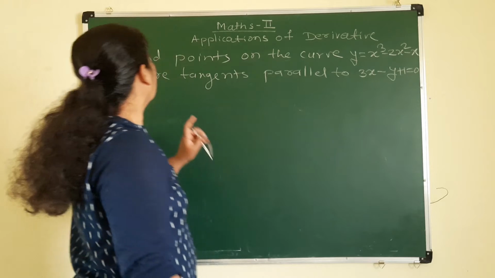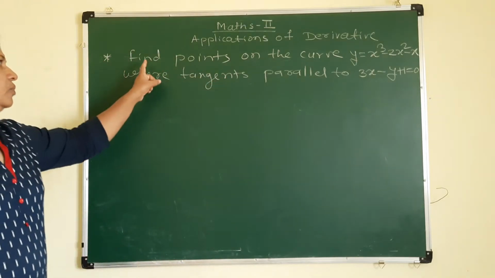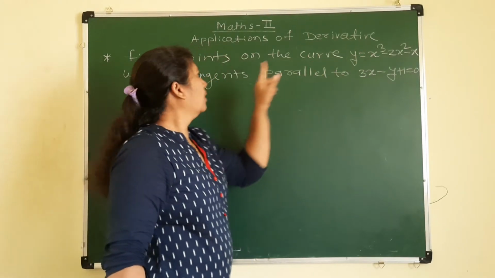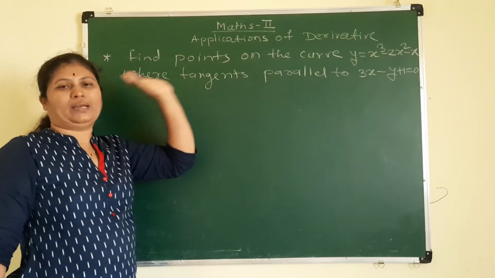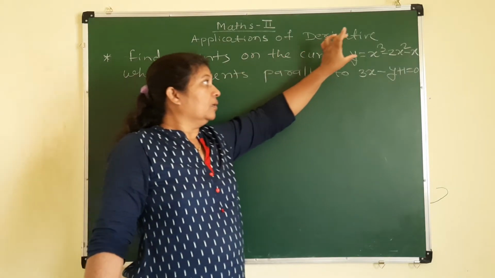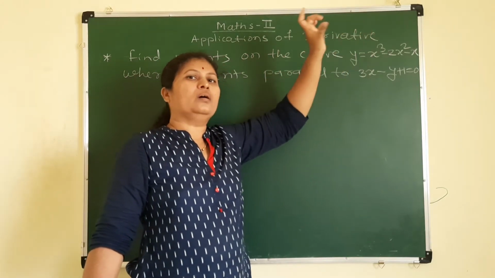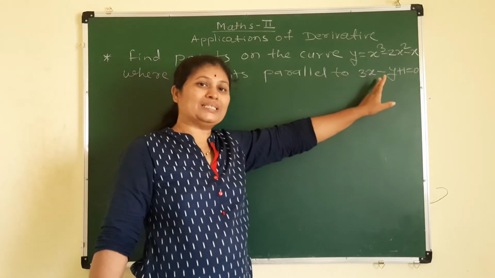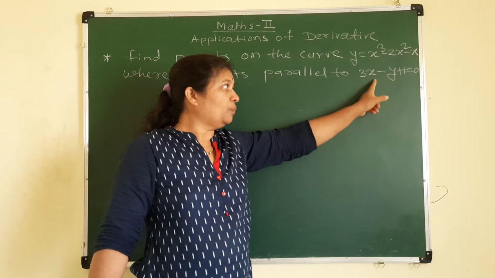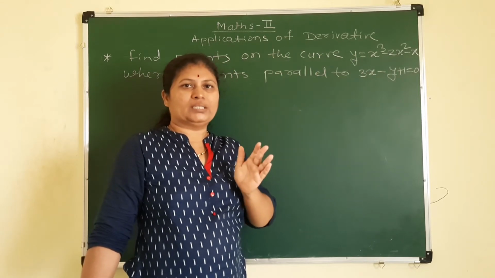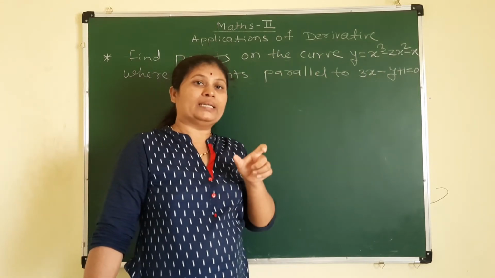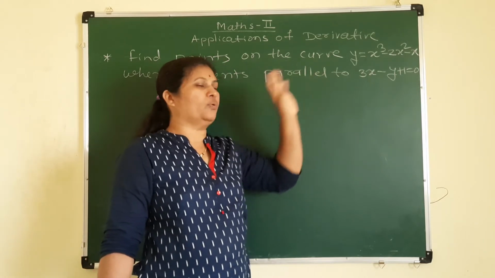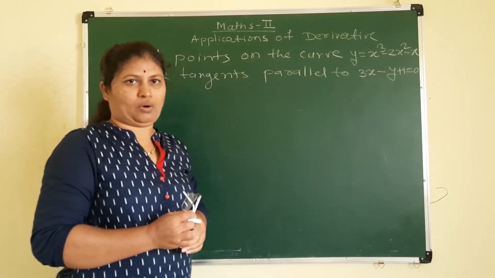We have to find points on the curve where the tangents are parallel to the line. Curve equation is given, and equation of line is given. Our tangent is parallel to this line, means slope of this line and slope of our tangent will be the same, and then we have to find where the tangent is tangent to our curve, that is point of contact we have to find.